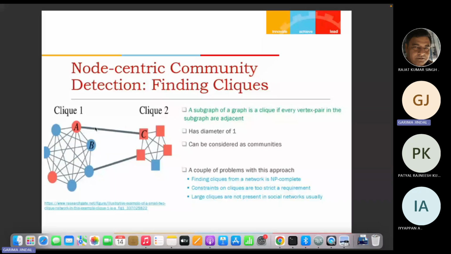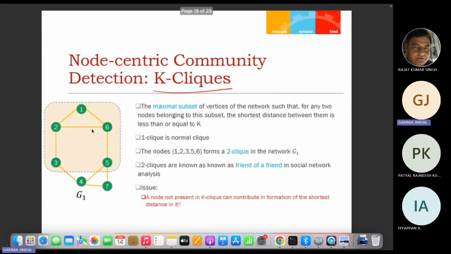But identification of a clique is an NP-hard problem. So this condition has to be relaxed. This condition was relaxed by using k-cliques. What is a k-clique? We try to identify the maximal subset. The definition of maximal subset I have explained in detail in the class. In this, the subset of the nodes should be maximum. No extra node can be added to that subset.